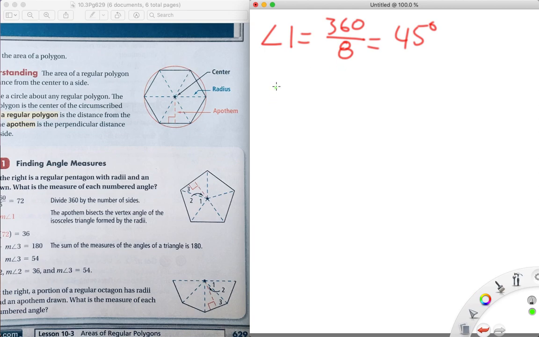And then our angle 2. Remember, angle 2 is 1/2 of angle 1, since the apothem cuts the central angle in half. Which means that it's going to be 1/2 of 45, which means that our angle 2 is going to be 22.5 degrees.